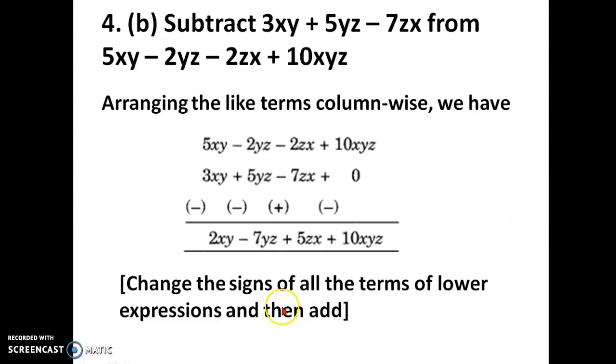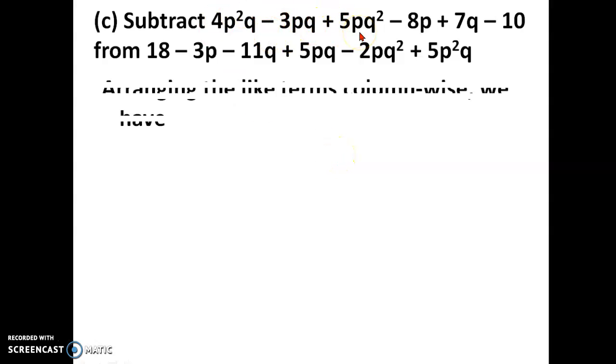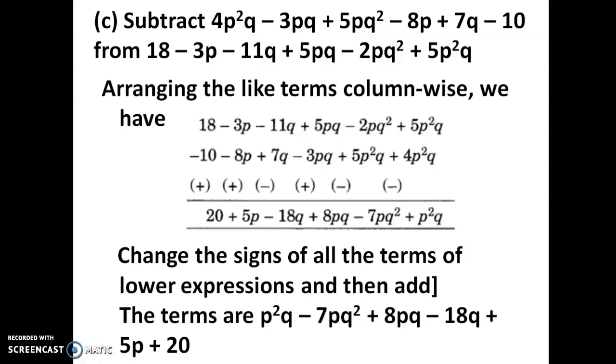So here I have given, you have to change the sign of all the terms of the lower expression and then add. Just for your reference, this one. The next problem, subtract. A big expression is given, to be subtracted from this expression. So which should be written on top? This expression should be written on top, and below that you should write this expression. Then you have to rearrange according to the like terms. After rearranging it will be like this.